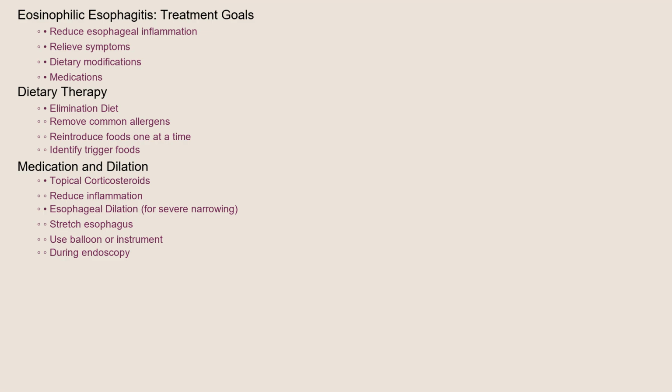The primary goal of treatment is to reduce inflammation in the esophagus and relieve symptoms. This is typically achieved through dietary modifications, medications, or a combination of both. Dietary therapy often involves an elimination diet, where common allergenic foods are removed from the diet and then reintroduced one at a time to identify the specific triggers. Medications, such as topical corticosteroids, are used to reduce inflammation directly in the esophagus. In cases of severe esophageal narrowing, dilation may be necessary. This involves gently stretching the esophagus using a special balloon or instrument during an endoscopy.